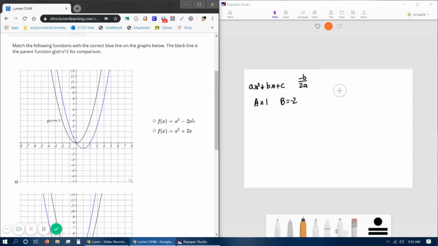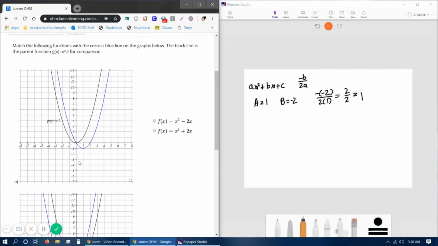So I'll set up negative b divided by 2a as negative (negative 2) divided by 2(1). That will give me 2 over 2, which is 1. That means my x-coordinate for the vertex of the first function is 1.